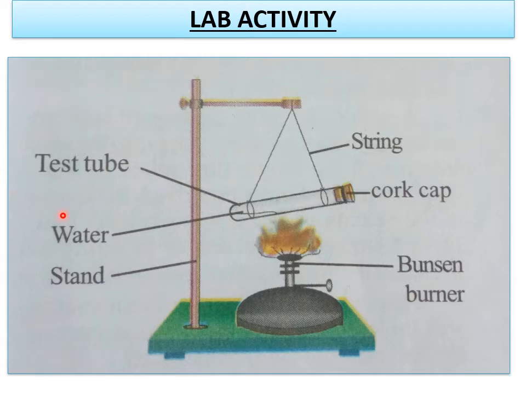This is the experimental setup for that activity. This is your stand with the base. Next, here this is the test tube, and here I told you to use a rubber cork cap, which is used to close the mouth. This is the water we have to fill in the test tube. And this is the string, or we can call it a thread also, and this is your Bunsen burner. So this is the experimental setup for this lab activity.